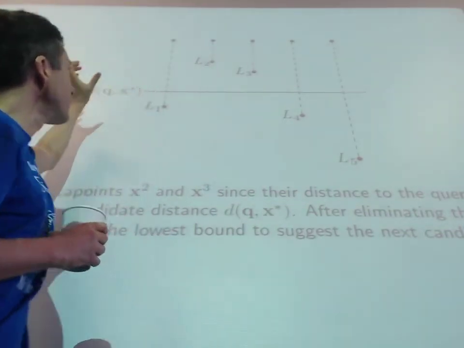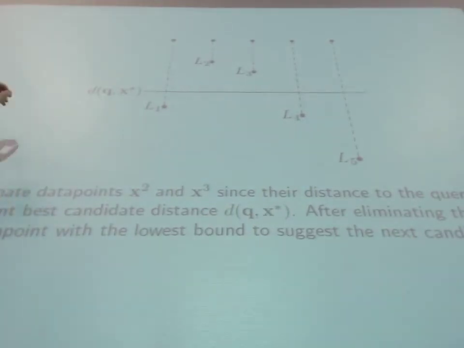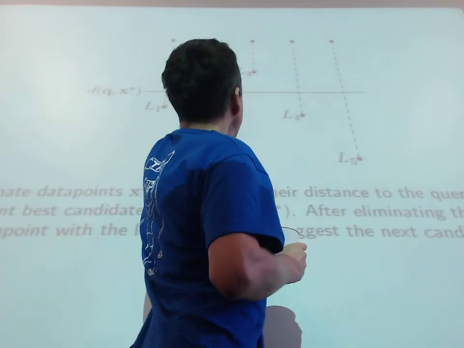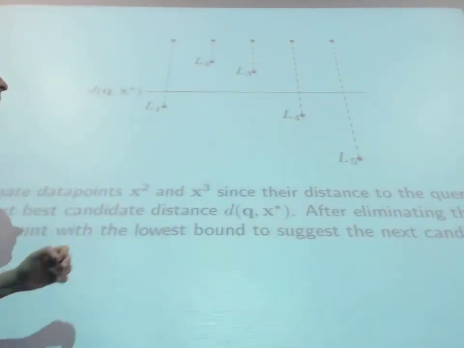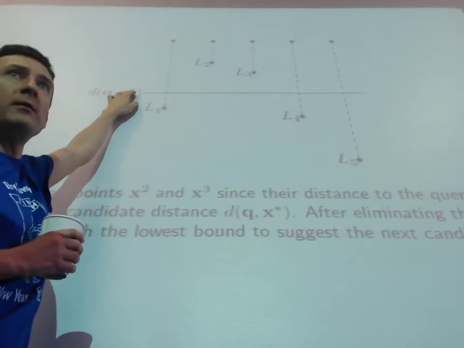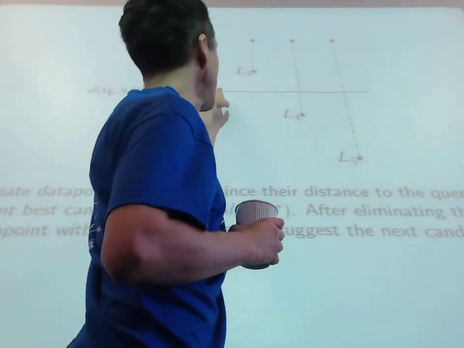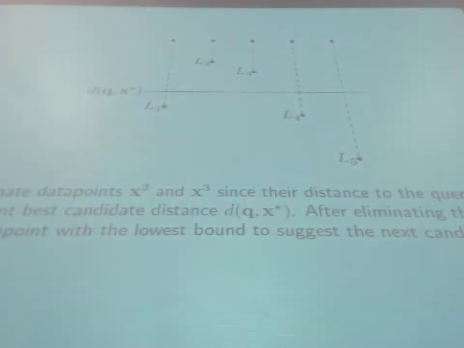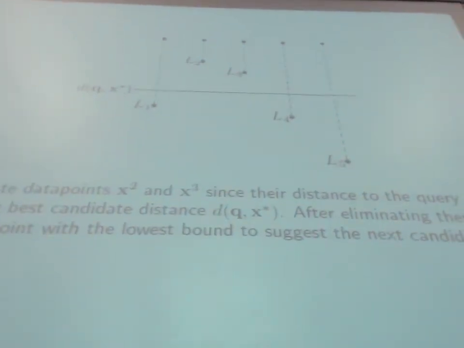So if you're looking for the lowest distance, okay. If you know that the distance between q and x2 is bigger than that value, it's up there somewhere, and you've already got one which is here, right? Then there's no way x2 and x3 in this case could be better candidates than x star. So you can eliminate them. When you're looking for the nearest neighbor, you're looking for the smallest d. So if you know that L2 is already bigger than some d, then there's no point going to L2 or L3 in this case. You can eliminate them.